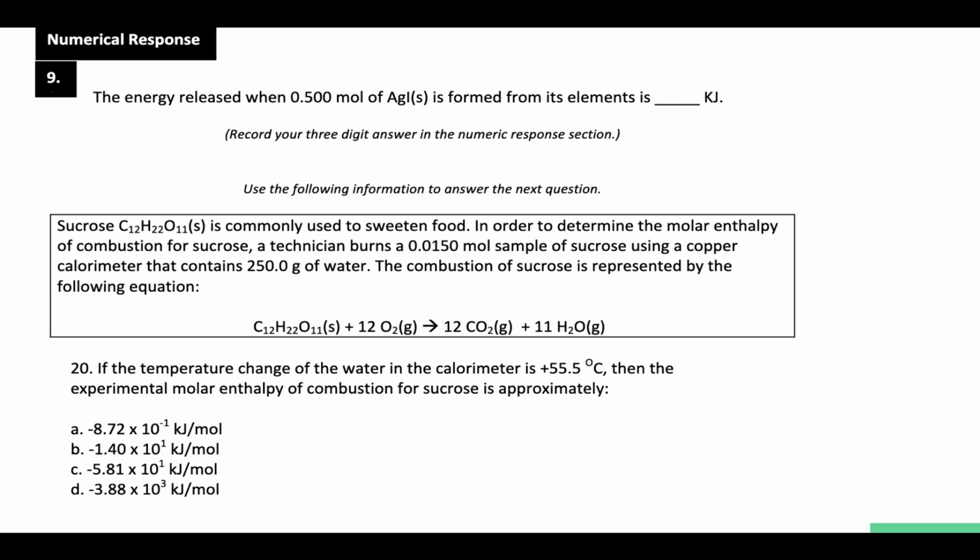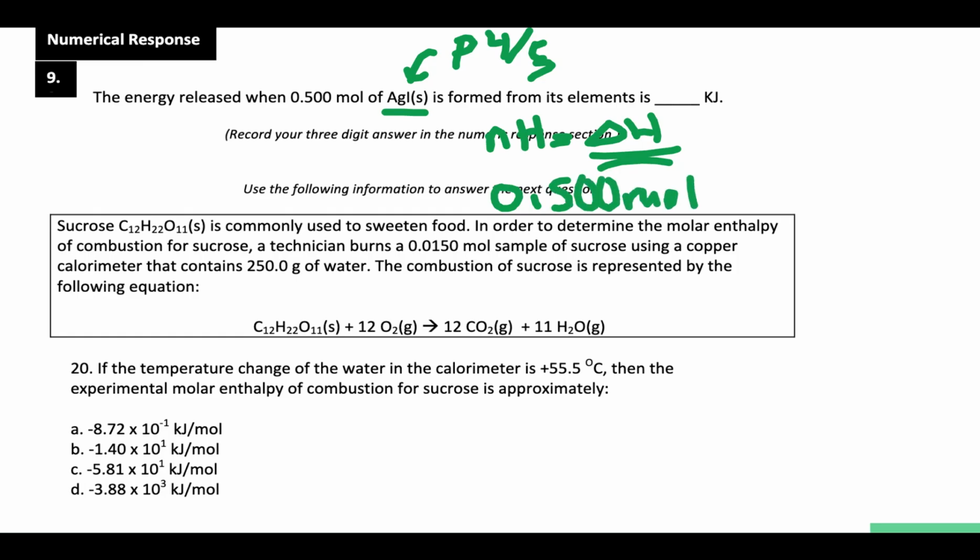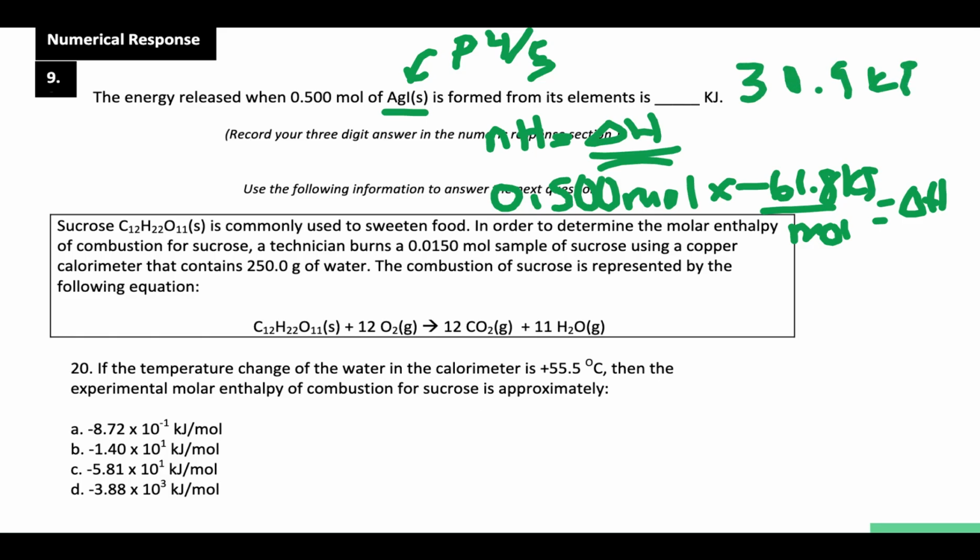Looking at another one where energy is released, if AgI is formed from its elements. So if it's formed from its elements, you can just use pages 4-5 to find the enthalpy of formation. And then we have moles. So this is an nH equals delta H question where we're finding the delta H. So we'd have 0.500 moles times your enthalpy of formation, which is negative 61.8 kilojoules per mole. And we want to plug that in to get delta H. And when you do that, you get the value 30.9 kilojoules. I'm sorry, my writing's getting even messier.